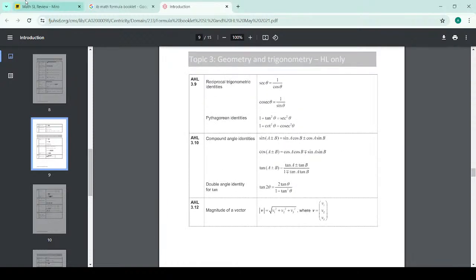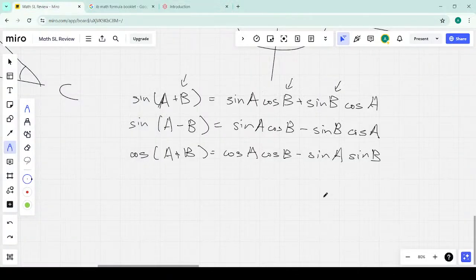One thing that I would say you might want to know is the sum to product identities. I know it's not in the curriculum for SL or HL, the sum to product and product to sum identities.